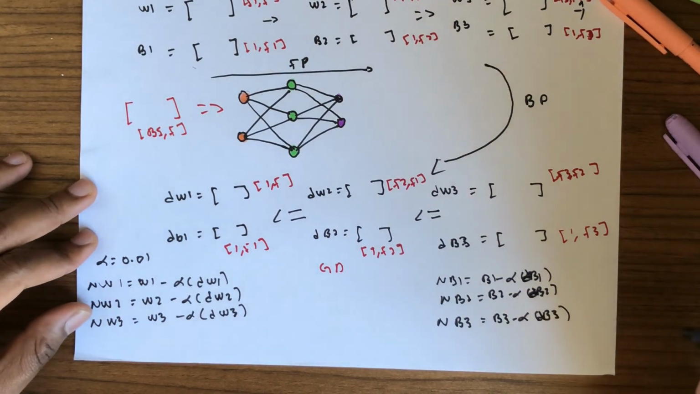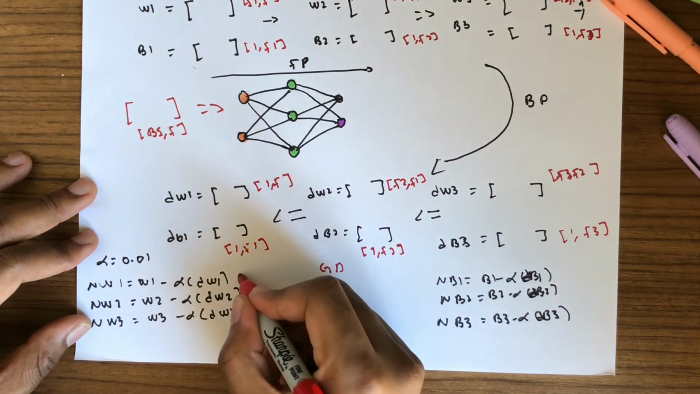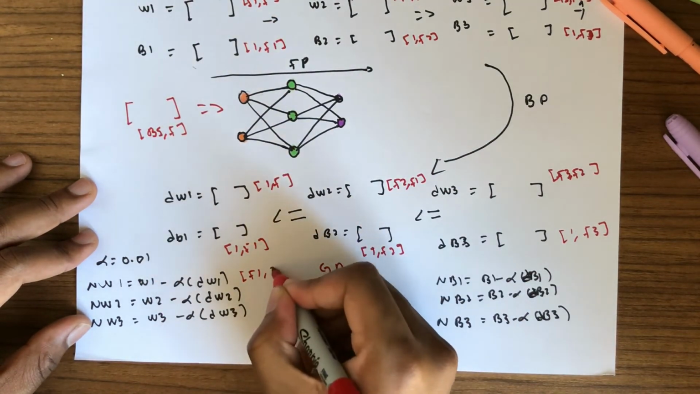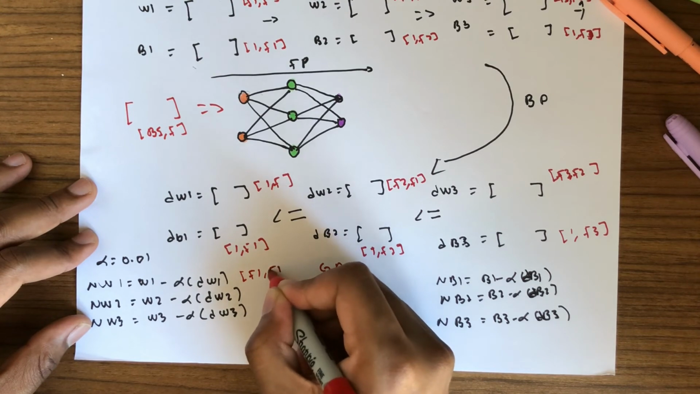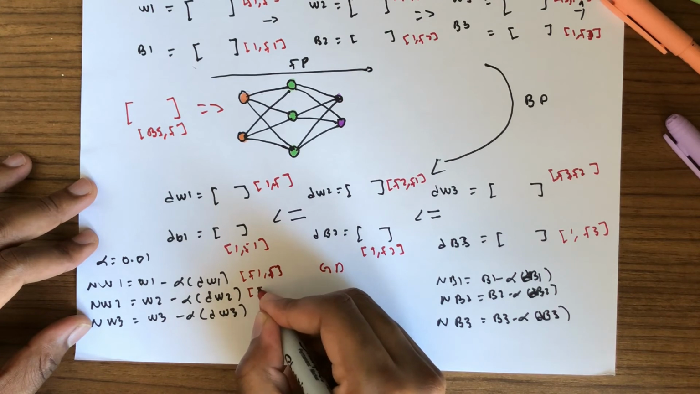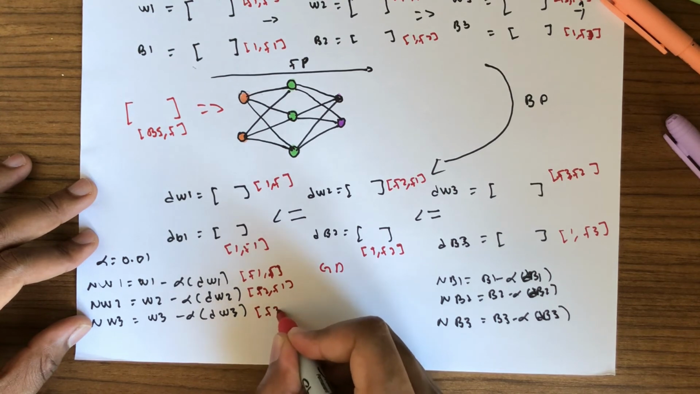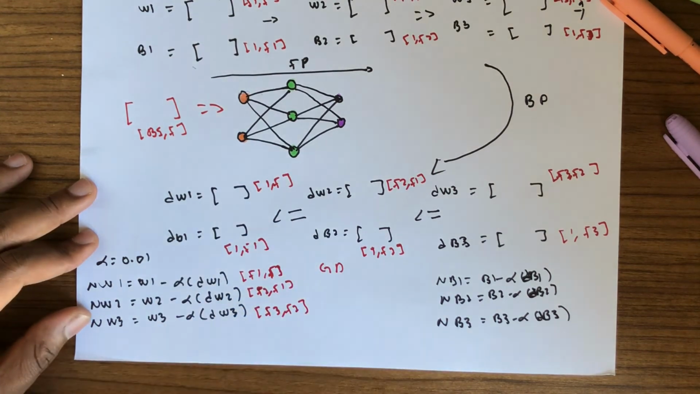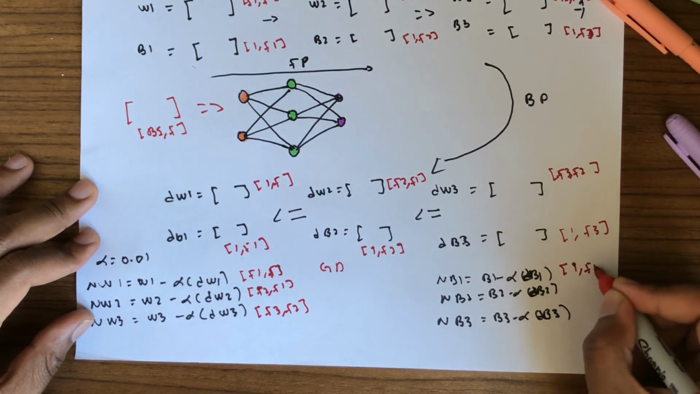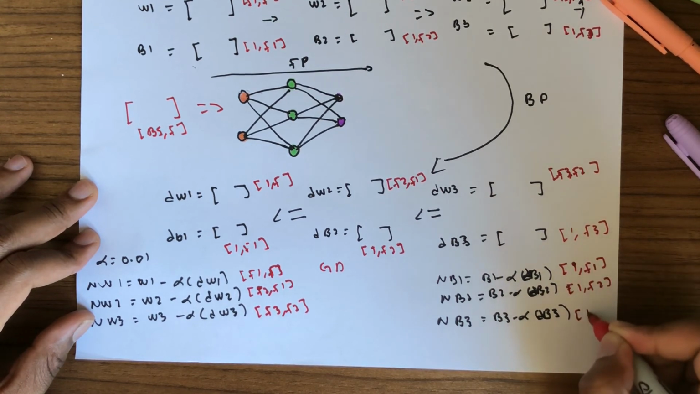Okay, so one thing to notice here is when you compute the new W1, the dimension is going to be the same as the dimension of W1, f1 by f. Similarly, the new W2 is going to be f2 by f1. The new W3 is going to be f3 by f2. The biases are also going to be 1 by f1, 1 by f2, and 1 by f3.